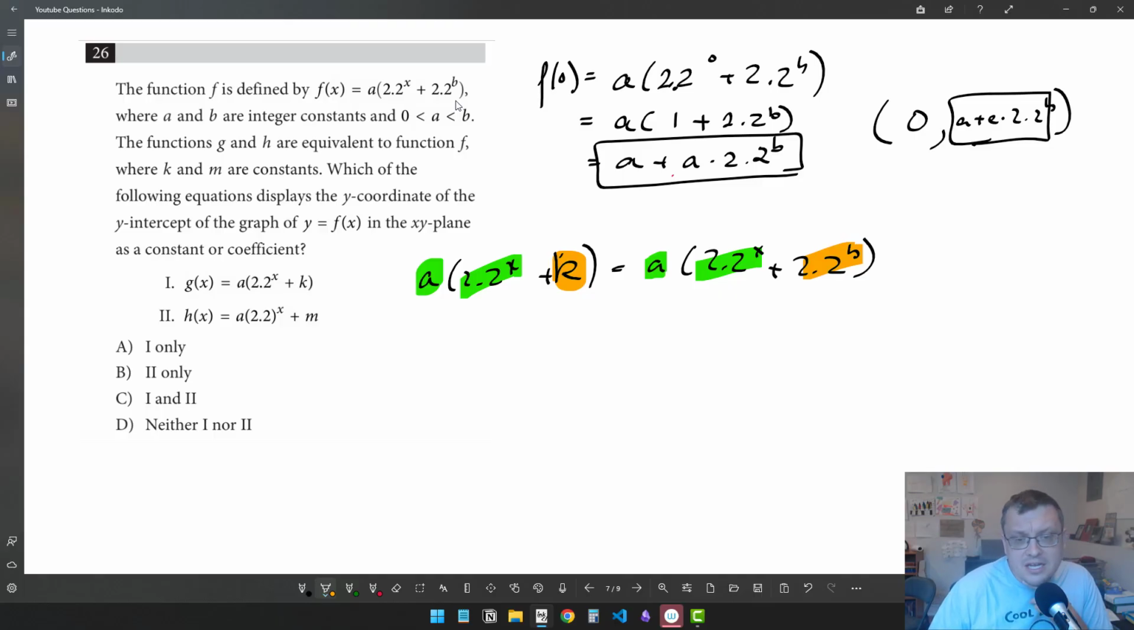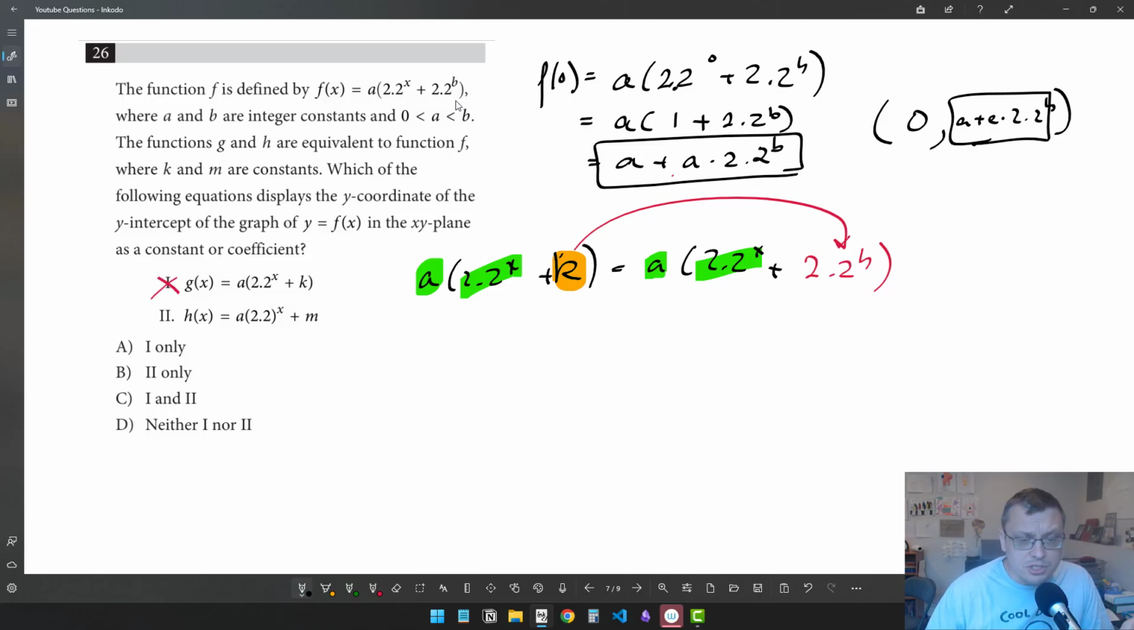So I look at all of these constants and coefficients. I look at the a, the 2.2, the k, which we know is just 2.2 to the b. And I ask myself, where do I see this? Do I see this anywhere? Like literally this form, a plus a times 2.2 to the b, do I see that in here? No, because I know this is just 2.2 to the b. It has to be, given that it's equivalent. So if that's what k is, which of these constants, if any, equal this? The answer is none of them. So Roman numeral 1 is out.